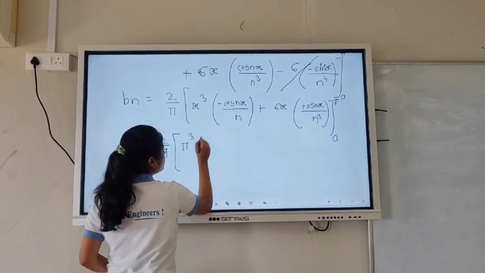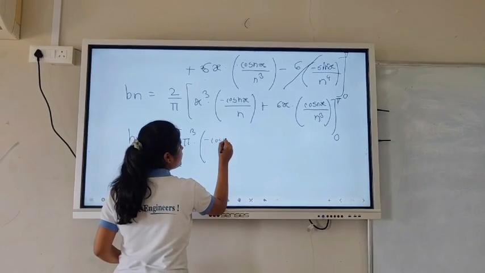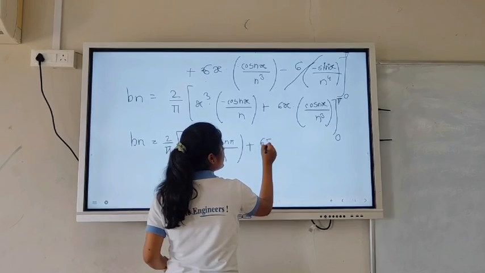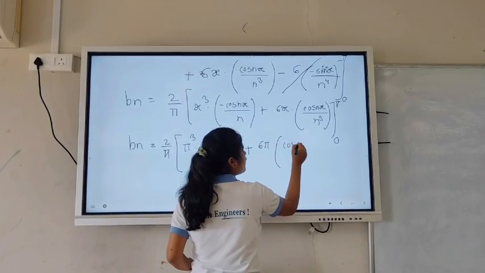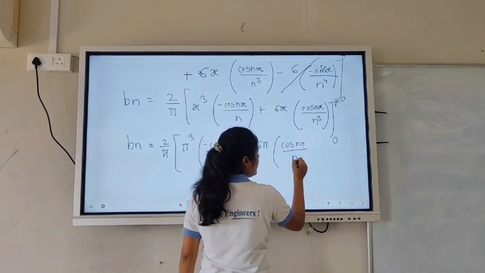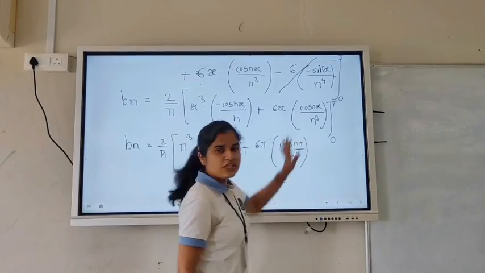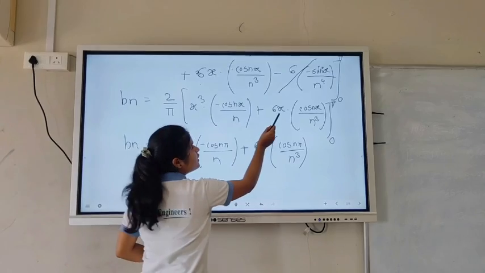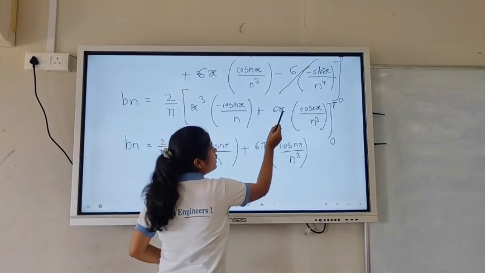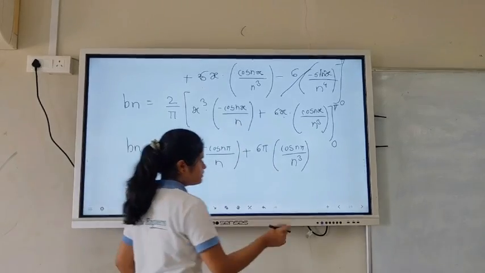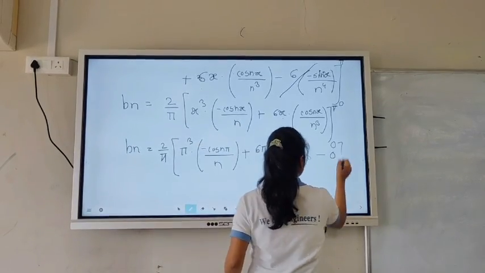cube into minus cos of n pi upon n plus 6 pi into cos of n pi upon n cube. And if we put here 0, cos 0 is 1, but here is x, 6 is with x, so if we put here 0, then it automatically becomes 0, so minus 0.